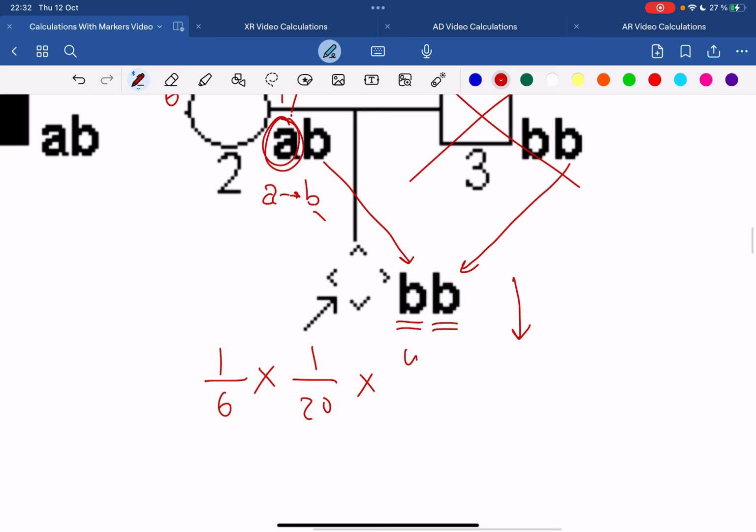So we have to write in the penetrance. And this is equal to 4/600, or we can divide it by 4 on each side and get 1/150 as our answer here. We're done with the first part.